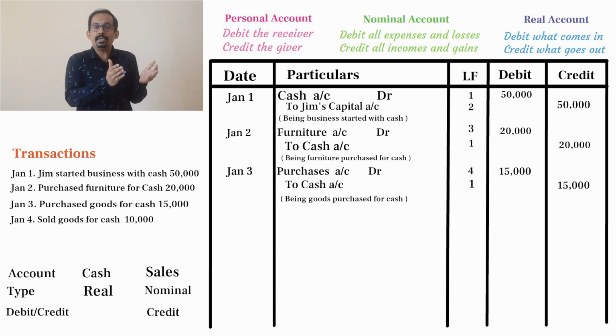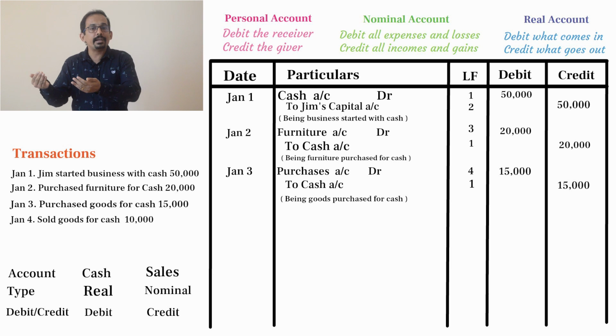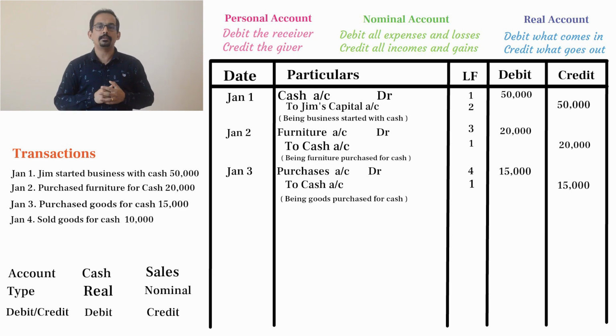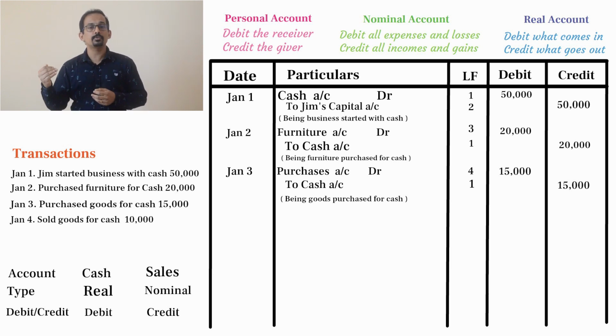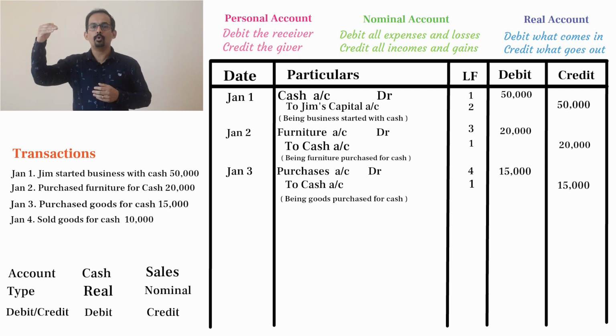So sales being an income has to be credited in the entry, and cash, which is a real account, debit what comes in and credit what goes out. Cash is coming in, so cash has to be debited. So cash account debit 10,000, sales account credit 10,000. That's your entry. So now go to the journal.